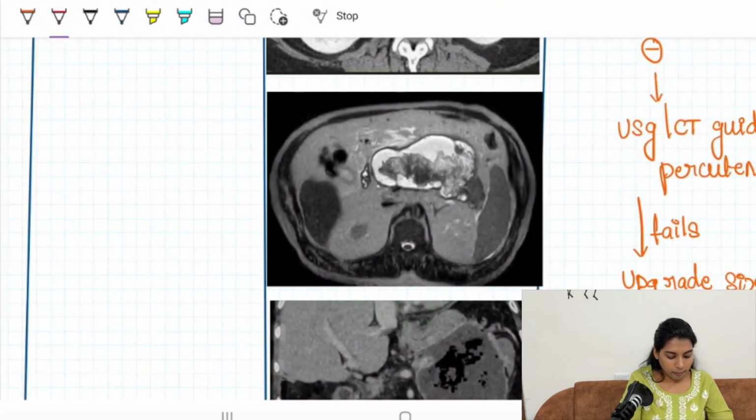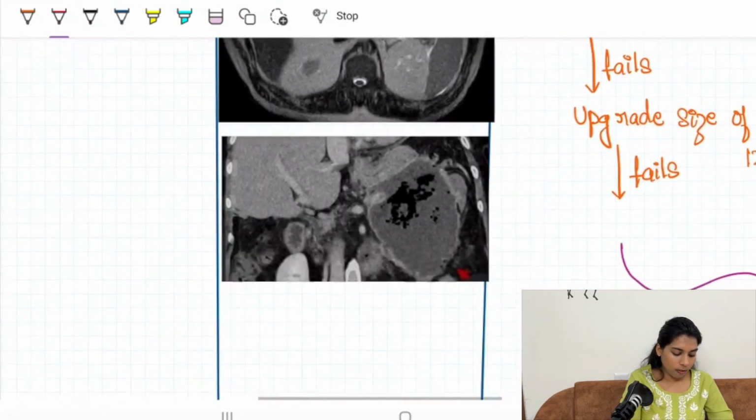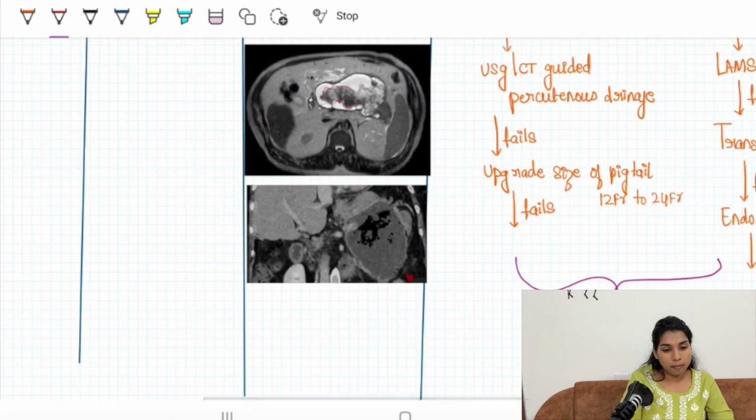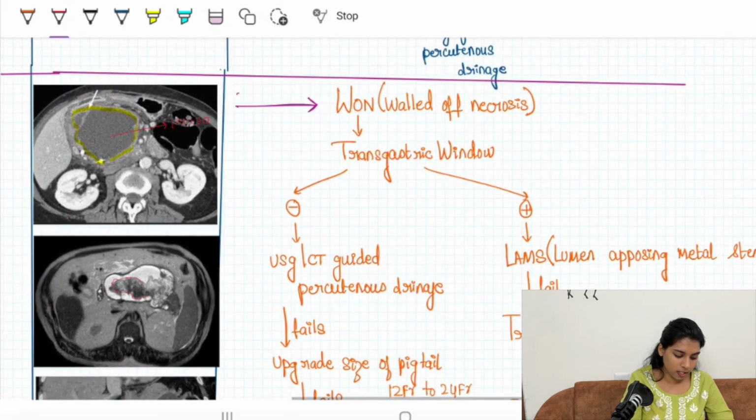We can look at an MR where you can see it's a well-defined collection with T2 hypointense areas within, and these necrotic components will show diffusion restriction also, calling it a walled off necrosis. However, if you're seeing a necrotic collection with few air foci within, then you can call it an infected necrotic collection, right? It is important to mention in your reports whether it is a necrotic collection or a pseudocyst, because the management will vary accordingly, and we are looking at the management of walled off necrosis now.